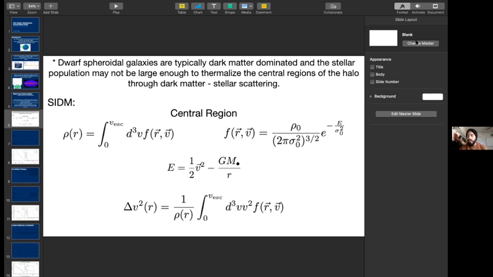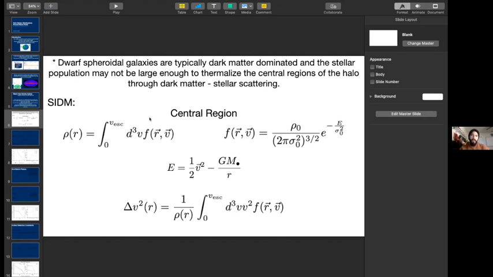And this is because I'm only considering bound particles. And because we expect the halo to be thermalized, I just assume that the phase space distribution is a Maxwell-Boltzmann, where we have a normalization parameter, rho naught, and we also have what is typically referred to as a 1D velocity dispersion, sigma naught. There's some subtlety there that I will mention in a few slides.